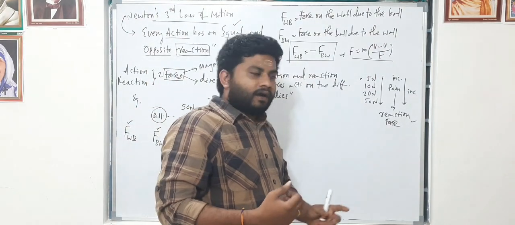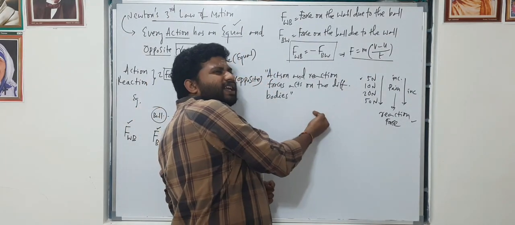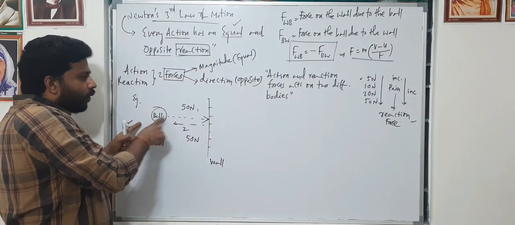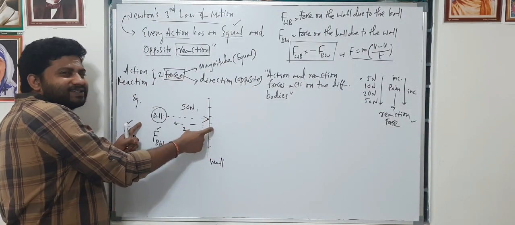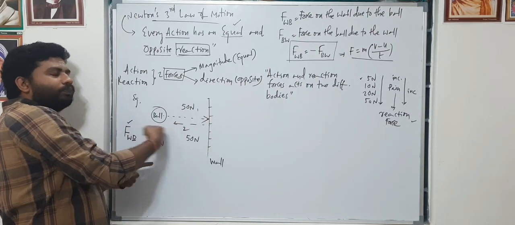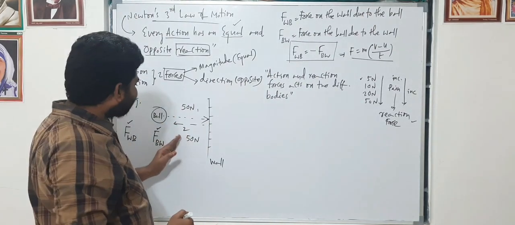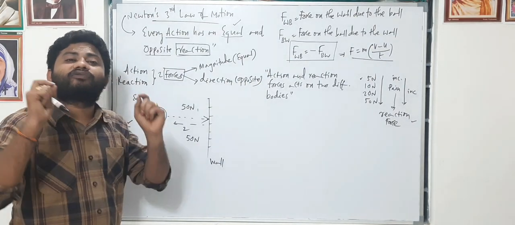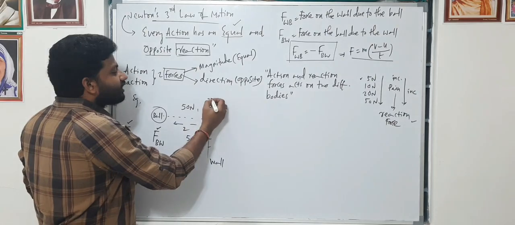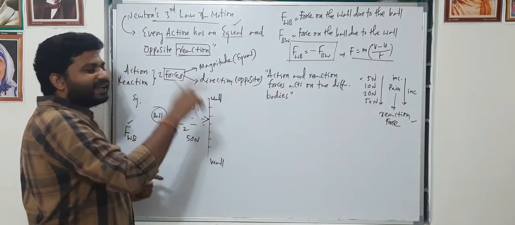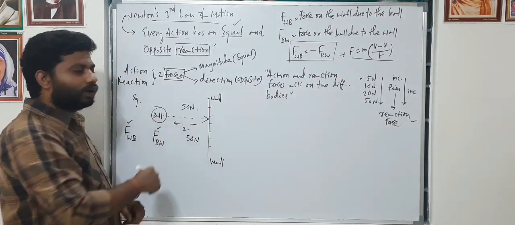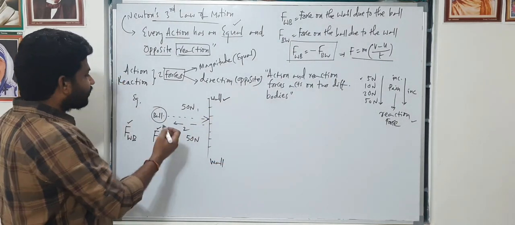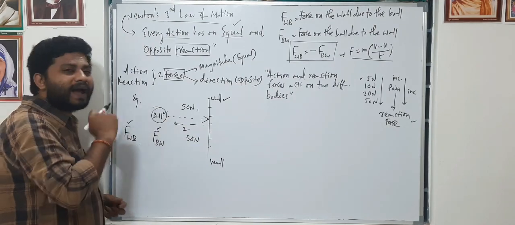Because when I punch, the board gives me the punch back. When I throw the ball at the wall, the wall gives a force to the ball to bounce back. Let's take this case as an example. Action force is acting on which body? Action force is acting on the wall. The reaction force is acting on the ball. Understand? That's why it is bouncing back.